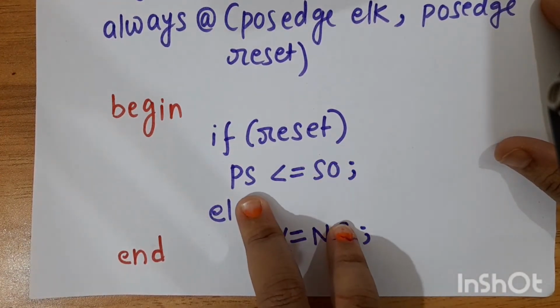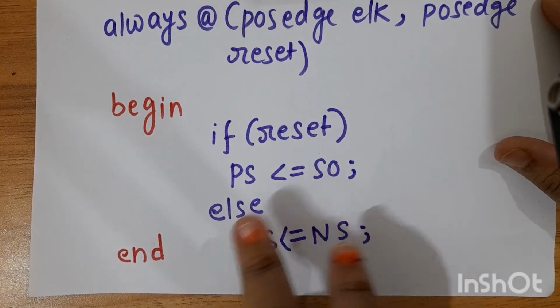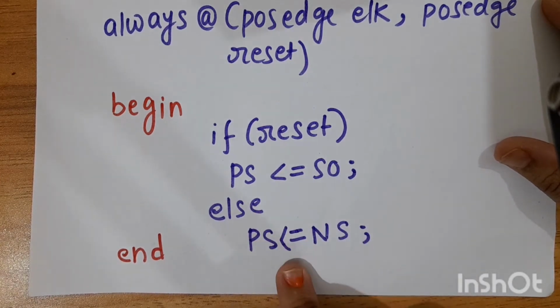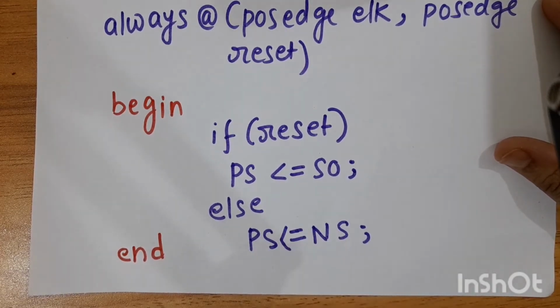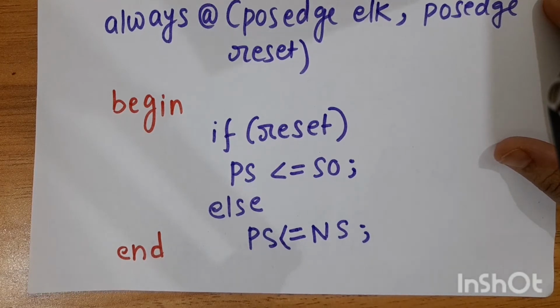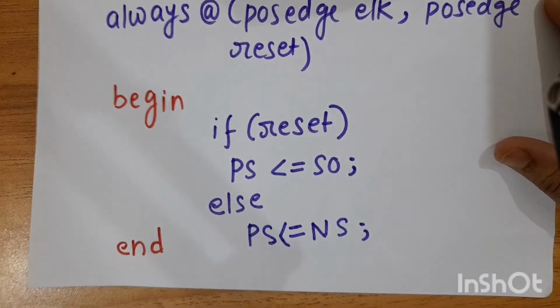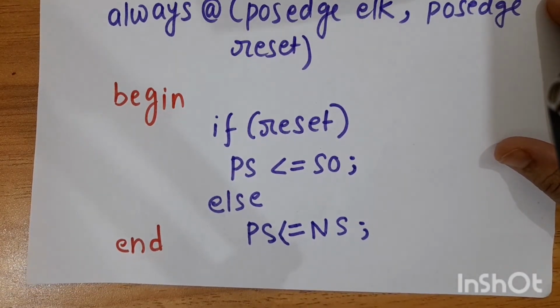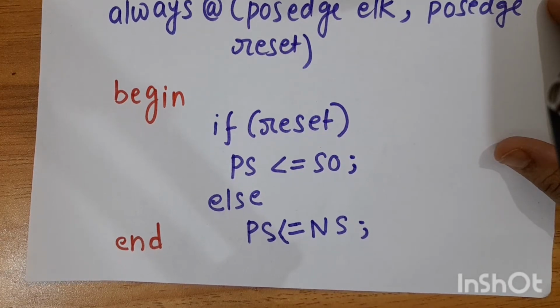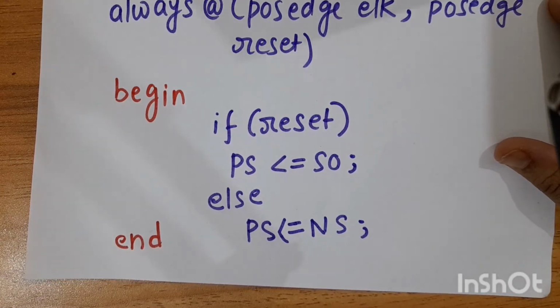So the present state would be S0 only, semicolon. And else, the present state would be the next state value. Please note, this is a non-blocking assignment. So this is happening always at the positive edge of the clock or the positive edge of the reset.